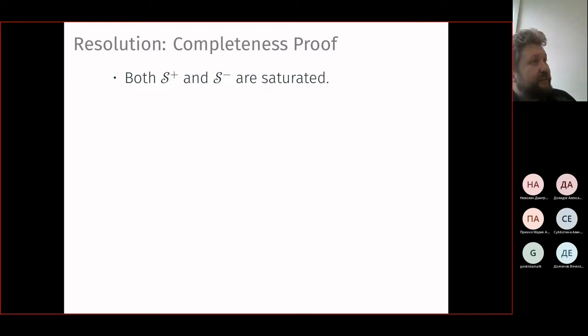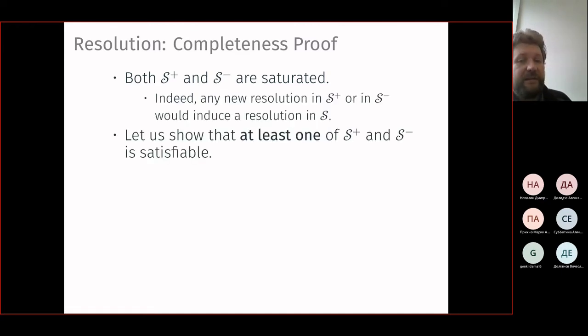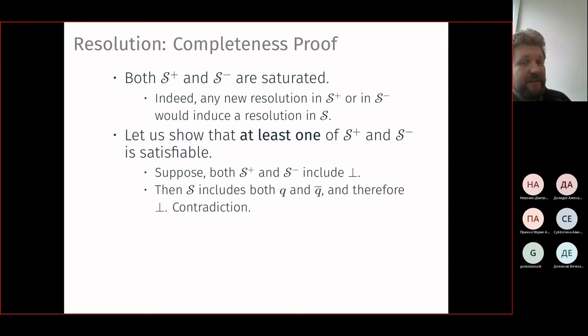Both of them are of course saturated, because if you could apply a resolution in, say, S plus, you could also have applied it in S. And the goal is to show that at least one of them is satisfiable. So suppose both of them include false. What does it mean? It means that S includes both the isolated literals Q and the negation of Q.